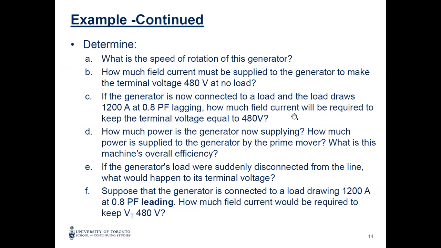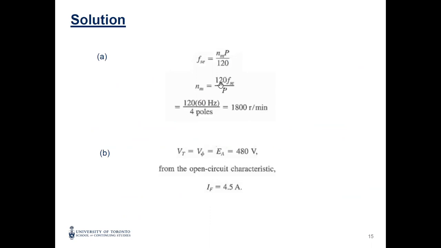Let's see the answers and discuss it. So the first one is this. This is the equation that we have. You get the speed in RPM. I always recommend to go and convert it to radian per second too.